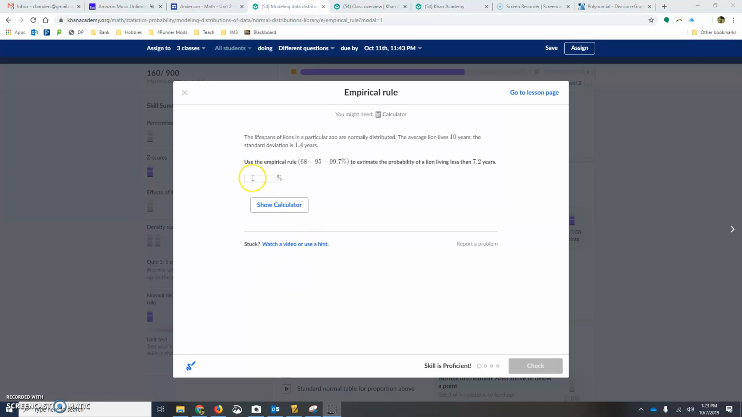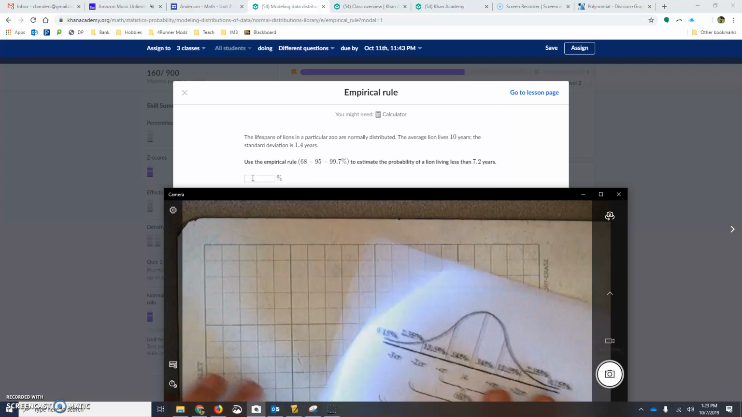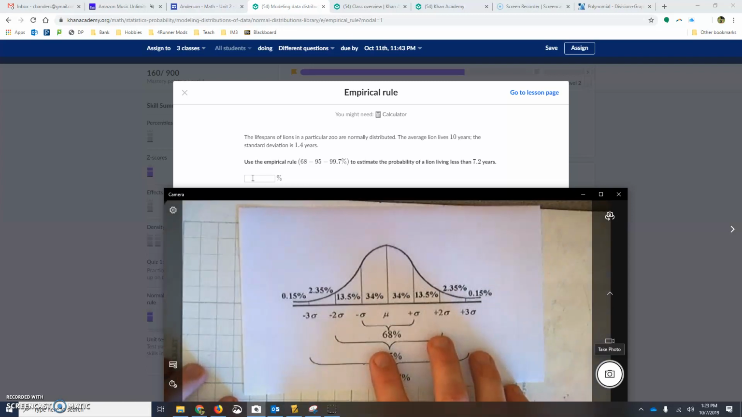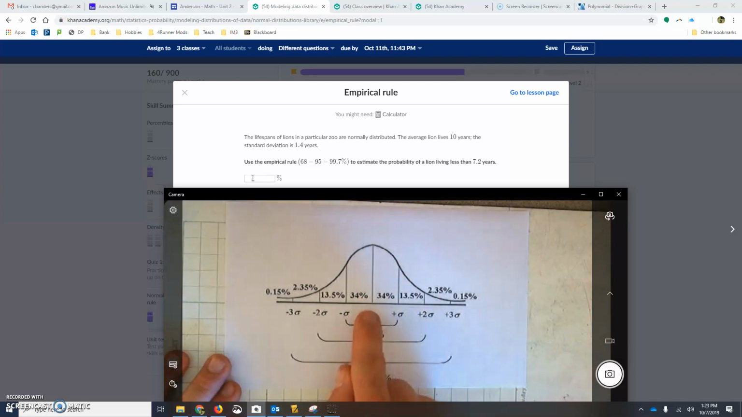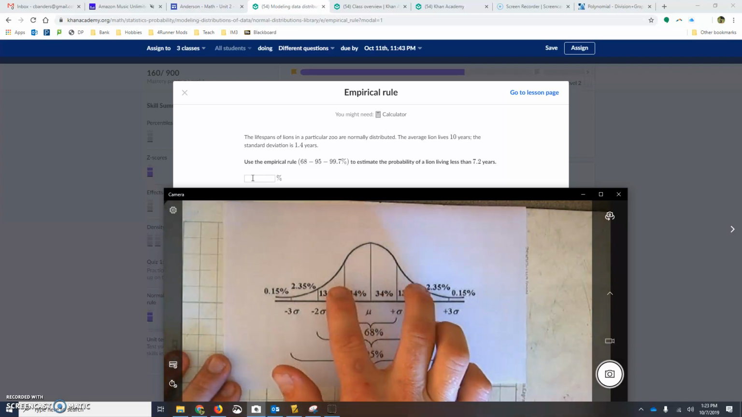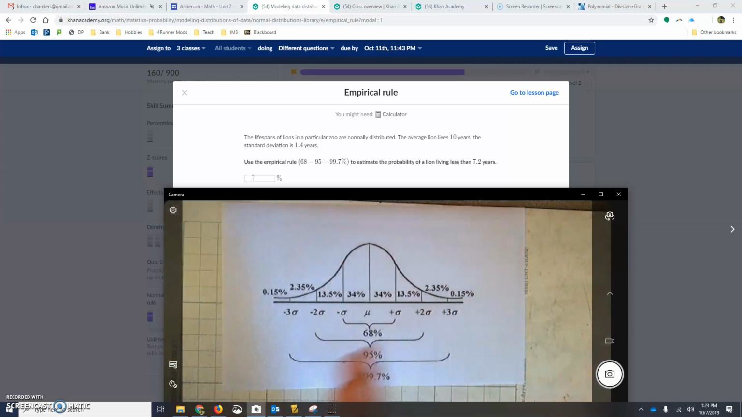Rule. So this kind of goes back to the image I was showing you guys in the previous lesson. The empirical rule is telling us that each of these sections has this amount of percent in there. So we're going to be using the 68, 95, 99.7.